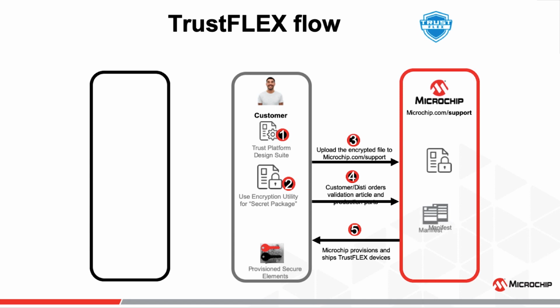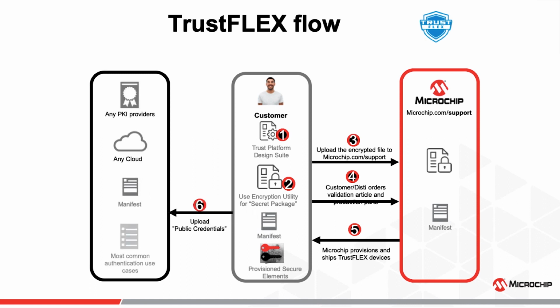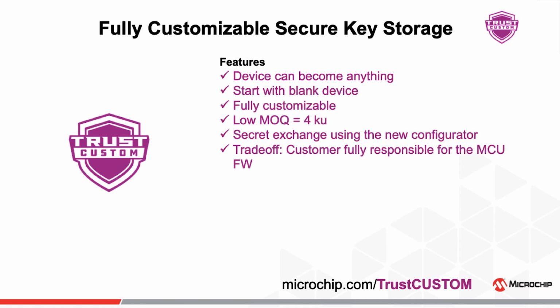We ship the provisioned devices, and the manifest is downloaded by the customer into its account. And the manifest is also uploaded by the customer into the cloud provider of choice. So at the end of the day, you're going to have a solution here that's completely agnostic of the certificate authority of the cloud, and you leverage the most common authentication use cases. And we create a secure, trusted, managed authentication, again, just like we did with Trust&GO, with a slightly different model.